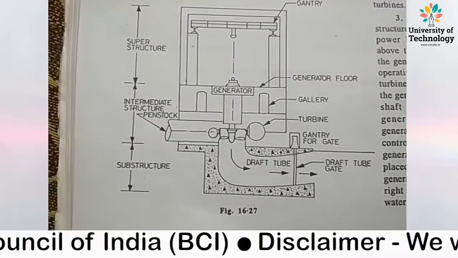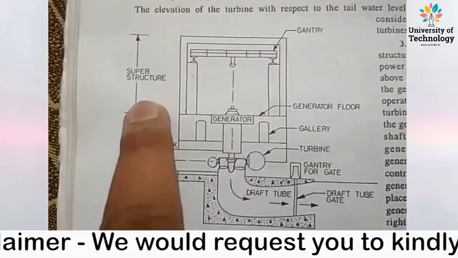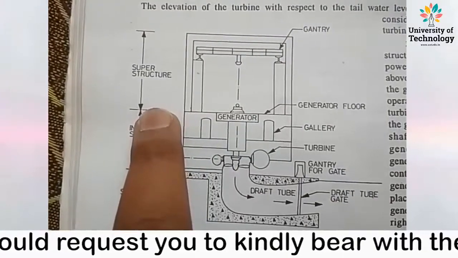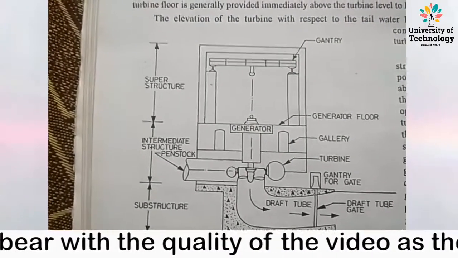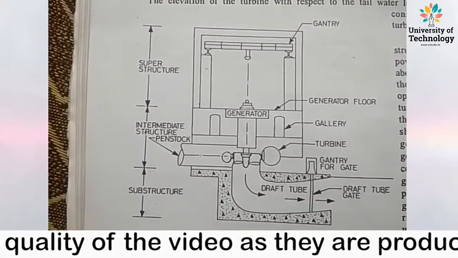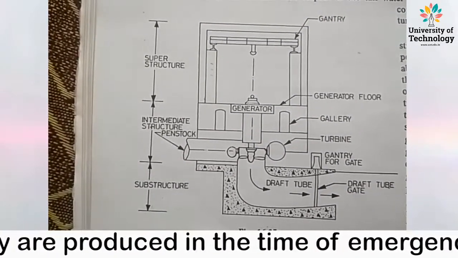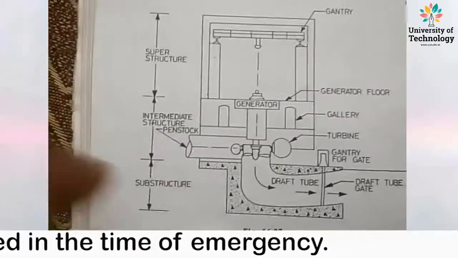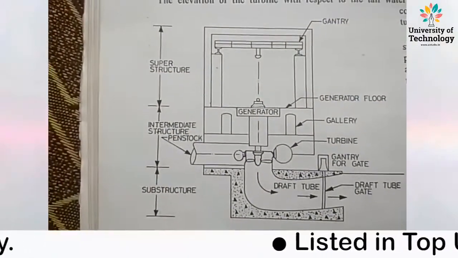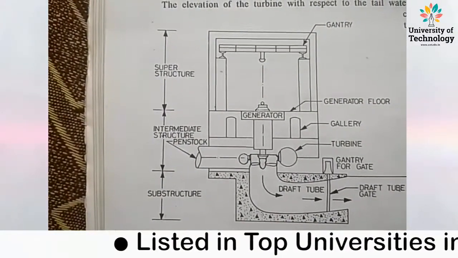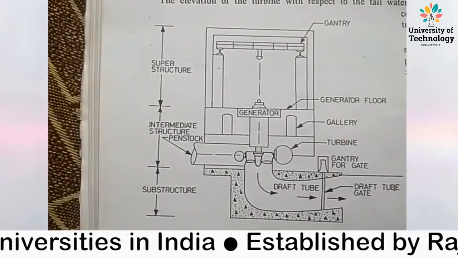Now we come to our next main part, the superstructure. So what is the superstructure? The superstructure is the main building of the powerhouse, which is constructed above the generator floor. It houses the generator and protects the generator unit, and it houses the generator, exciters and other operating equipment.